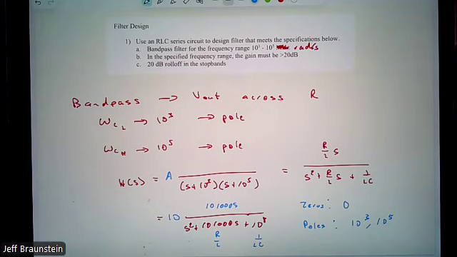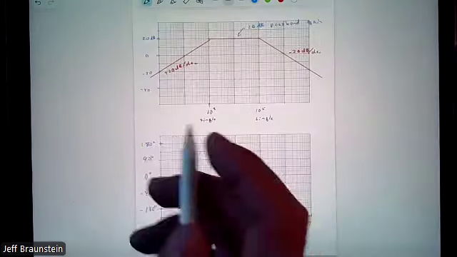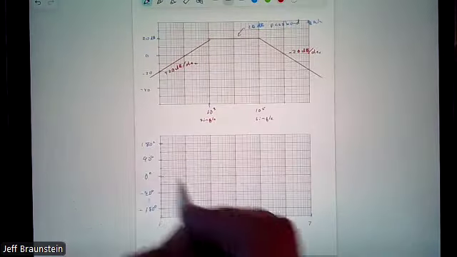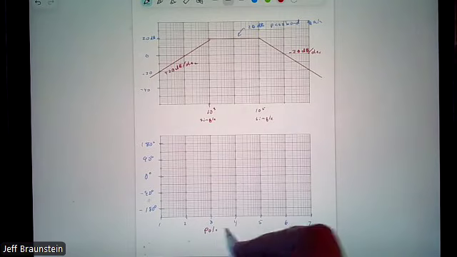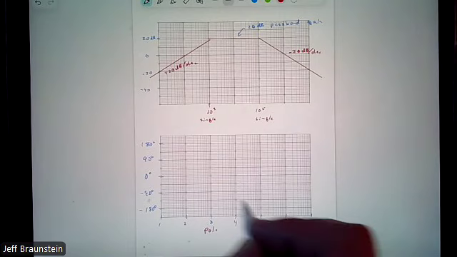90. Why 90? Because we have a 0 at 0. If we have a 0 at 0, our low frequency phase is 90. We can always dive in, let omega go to 0, look at our transfer function, do the phasor stuff. But that's a little bit more work. As we recognize a 0 at 0, our low frequency phase is 90. We have a pole at 10 to the 3, pole at 10 to the 5.